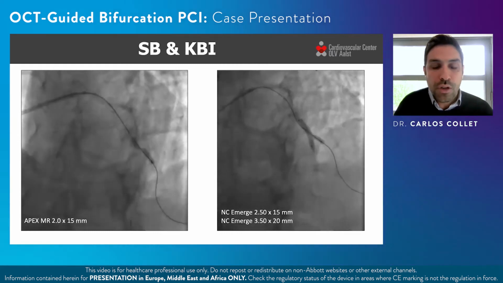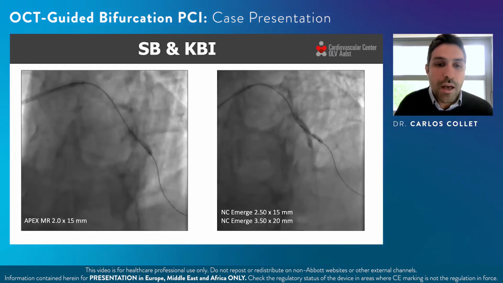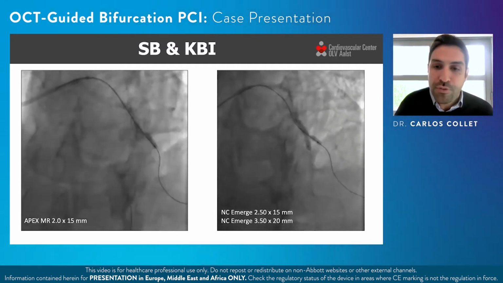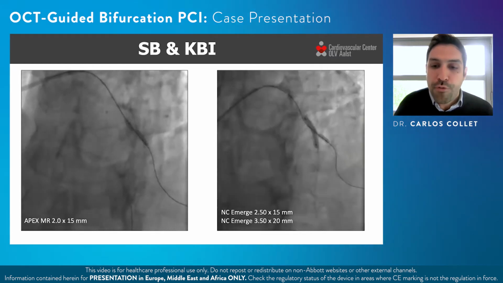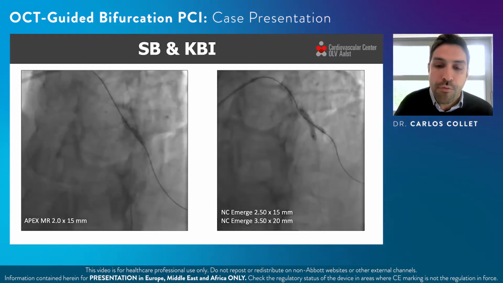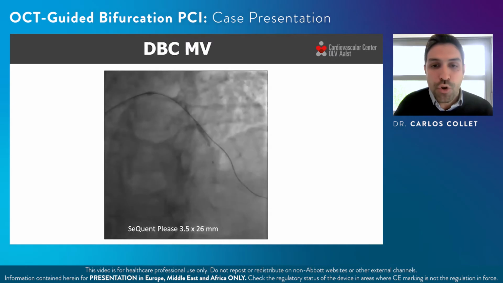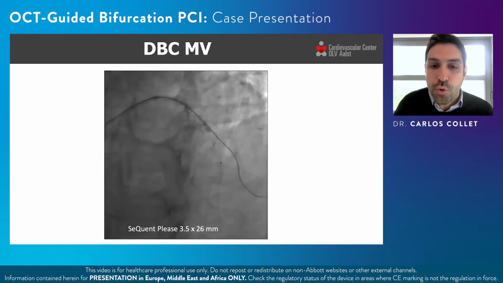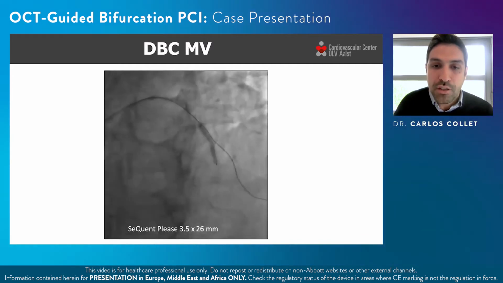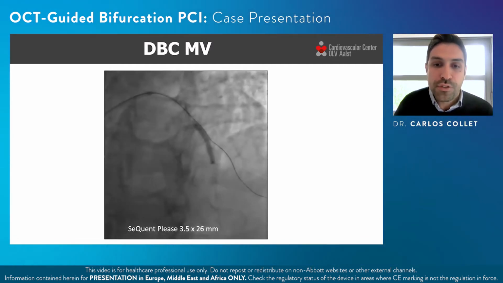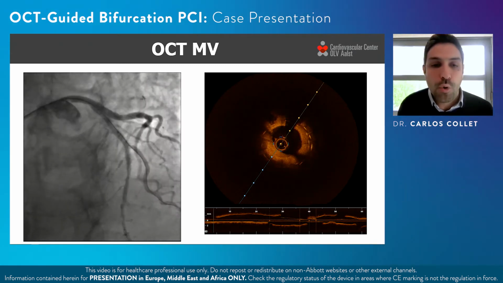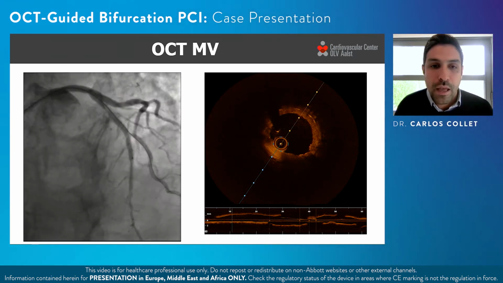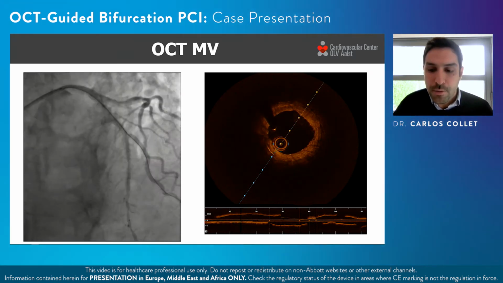So we started to increase the size of the balloon. We did another predilatation at the ostium of the side branch with a 2.0 15, and then we did a kissing with a 2.5 in the side branch and a 3.5 in the main branch. And then we decided to continue the procedure with a drug-coated balloon in the main branch. This was actually to avoid the extra layer of a stent. And we performed an OCT after the drug-coated balloon in the main branch. This is the run of the OCT.